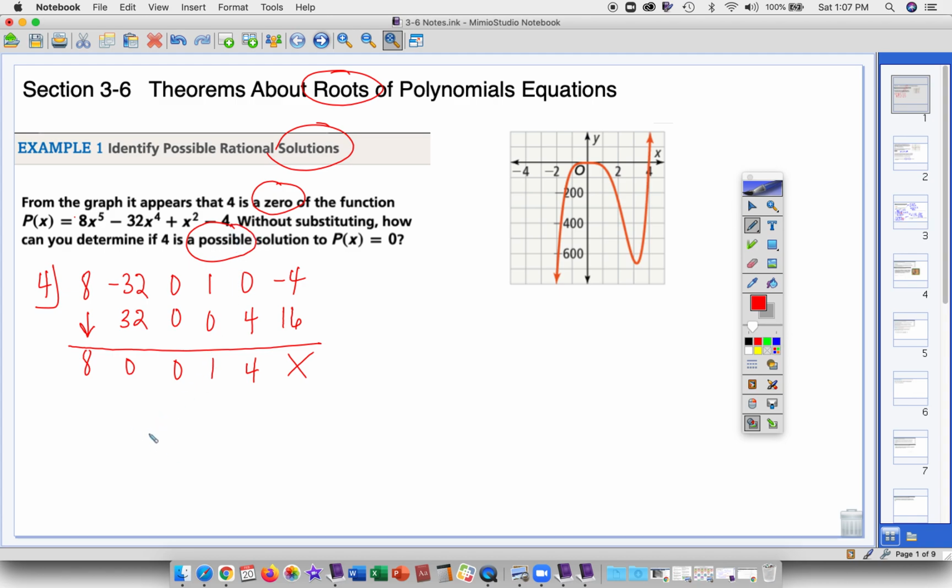Well, this is one of the theorems that you're going to learn, where we can determine the possible zeros by looking at the constant and the leading coefficient. We're going to look at the factors of these numbers and set them up as a ratio.